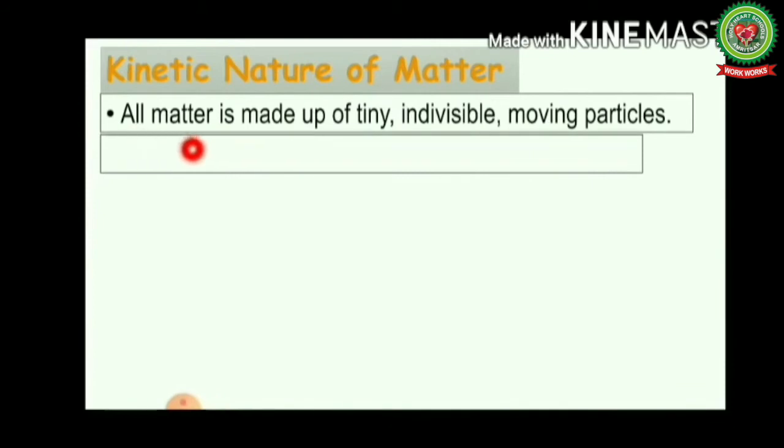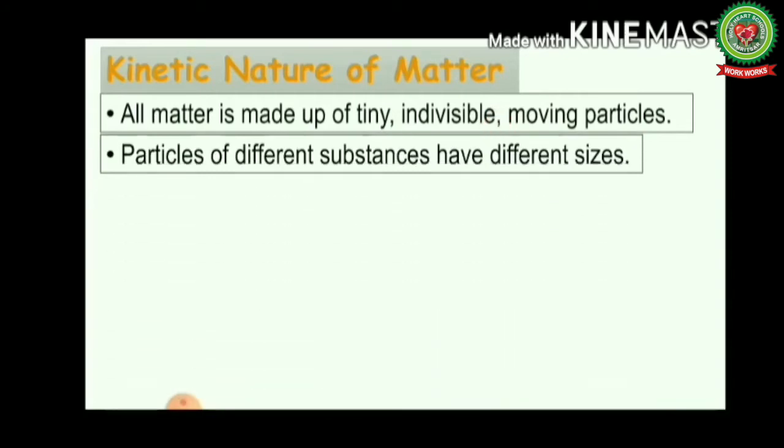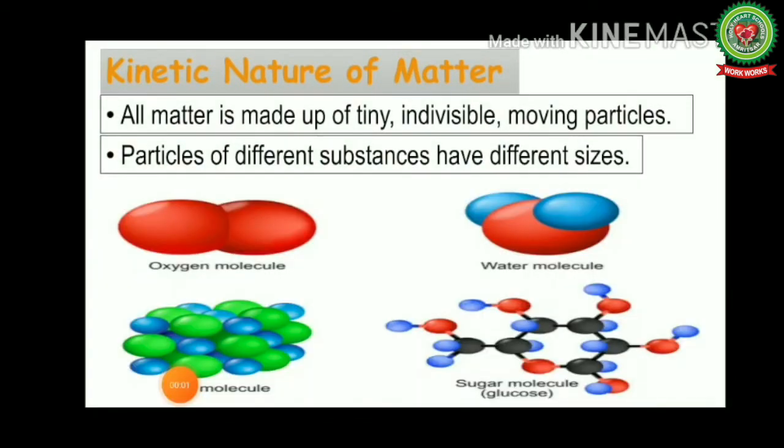First point is all matter is made up of tiny, indivisible, moving particles. Underline the word indivisible. It means the particles which cannot be divided further. Second point is particles of different substances have different sizes. For example, the particle size of an oxygen molecule is different from the particle size of a water molecule. In case of a salt molecule, the particle size is different from the oxygen molecule and the water molecule.